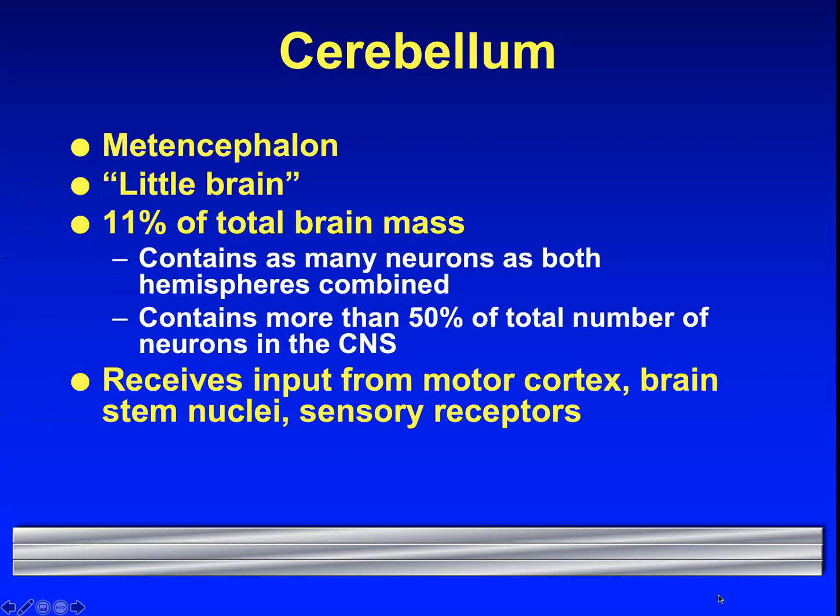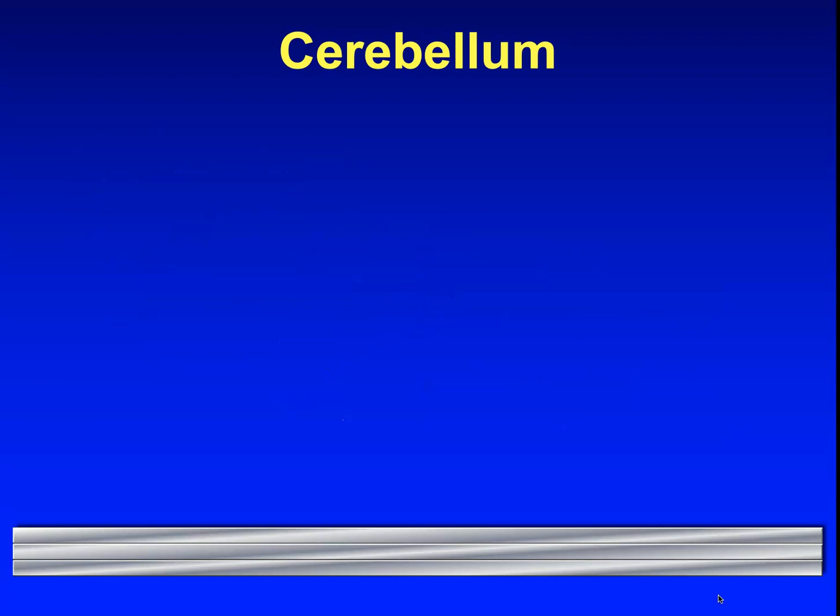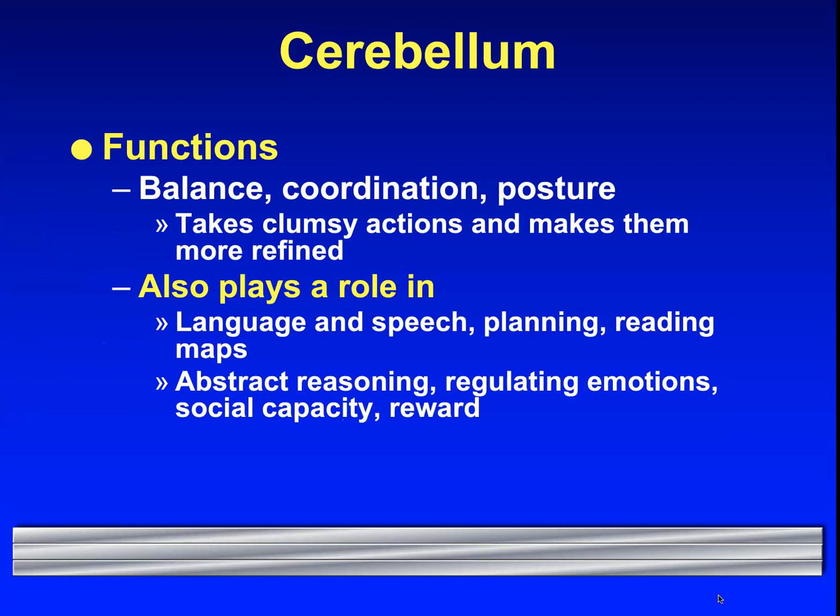All right, cerebellum. Cerebellum is also in the metencephalon, and it means little brain, and it's really dense. It contains over half the total number of neurons in the central nervous system, but it only is 11% of that total brain mass. So when you do a brain dissection, the cerebrum is gushy, but the cerebellum is much firmer. And what the cerebellum does, balance, posture, coordination, just learn that. But it gets input from the motor cortex and the brainstem and sensory receptors. And what it does, it helps control balance, posture, coordination by taking in sensory information and adjusting your movements.